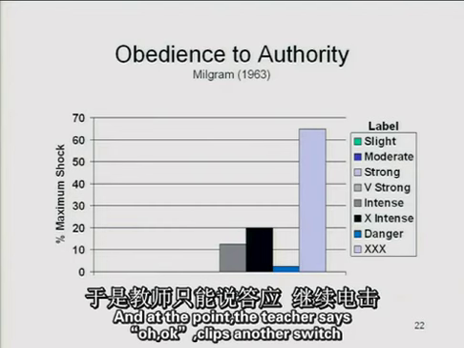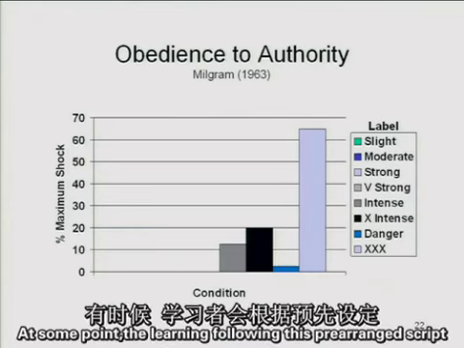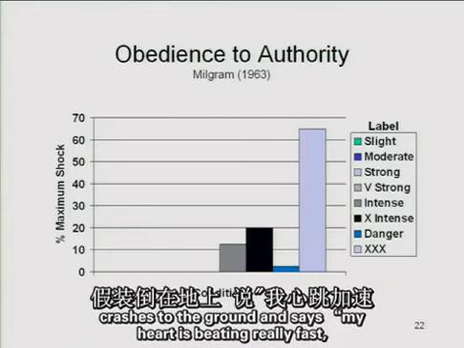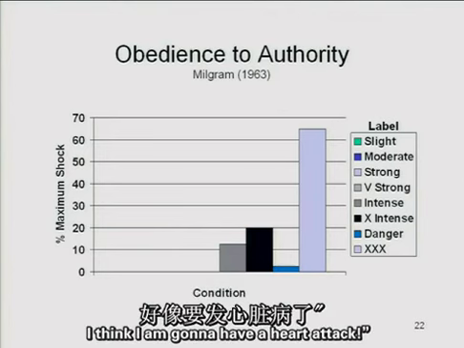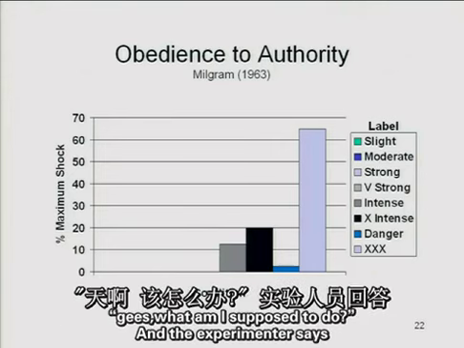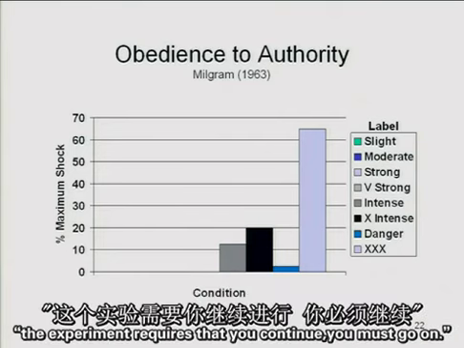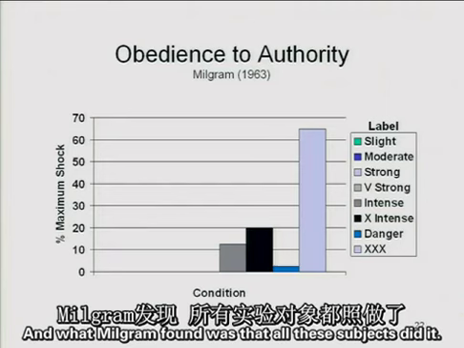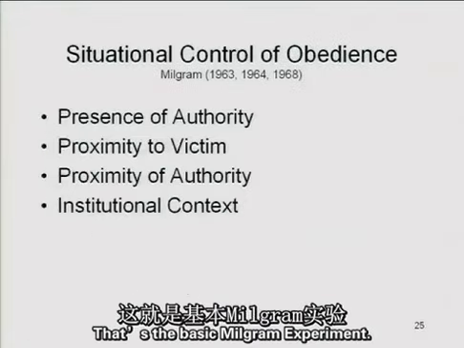And at that point, the teacher said, oh, okay, flips another switch. At some point, the learner, following this prearranged script, crashes to the ground, says, my heart's beating really fast, I think I'm going to have a heart attack. The teacher turns to the experimenter and says, geez, what am I supposed to do? And the experimenter says, the experiment requires that you continue, you must go on. And what Milgram found was that all these subjects did this. That's the basic Milgram experiment.